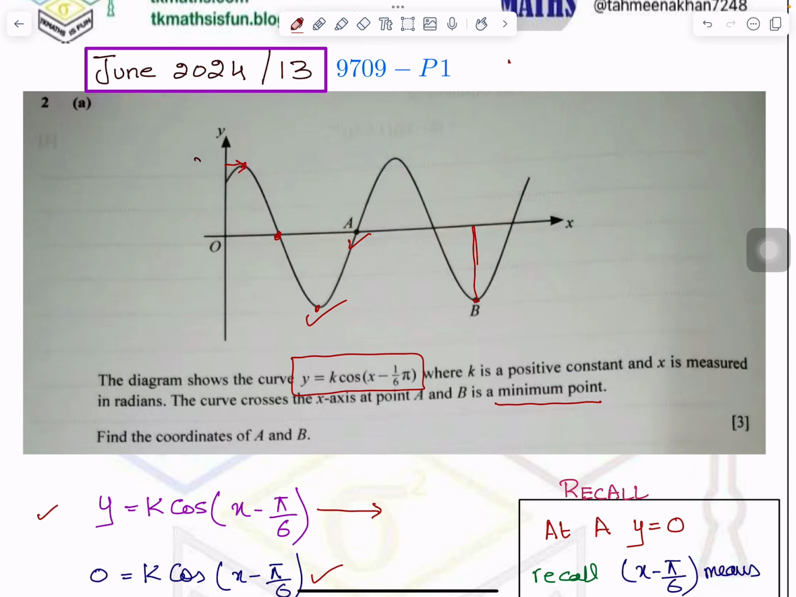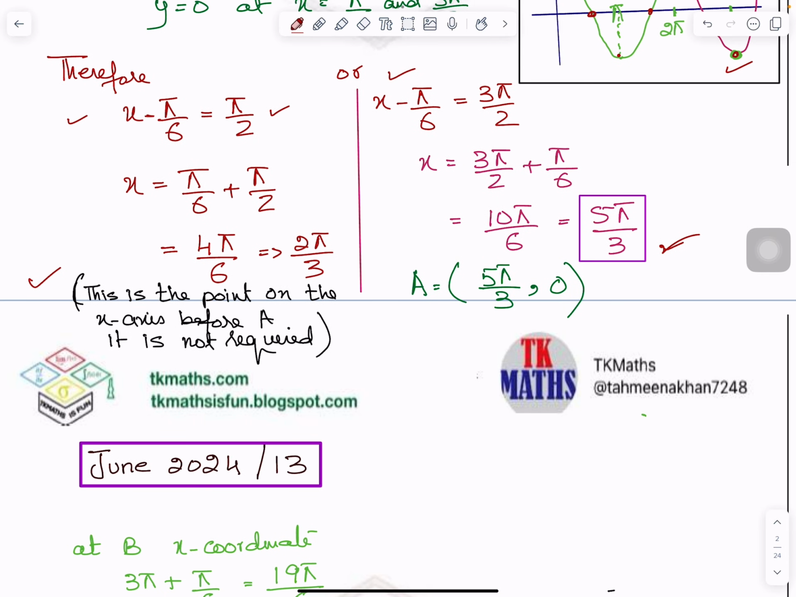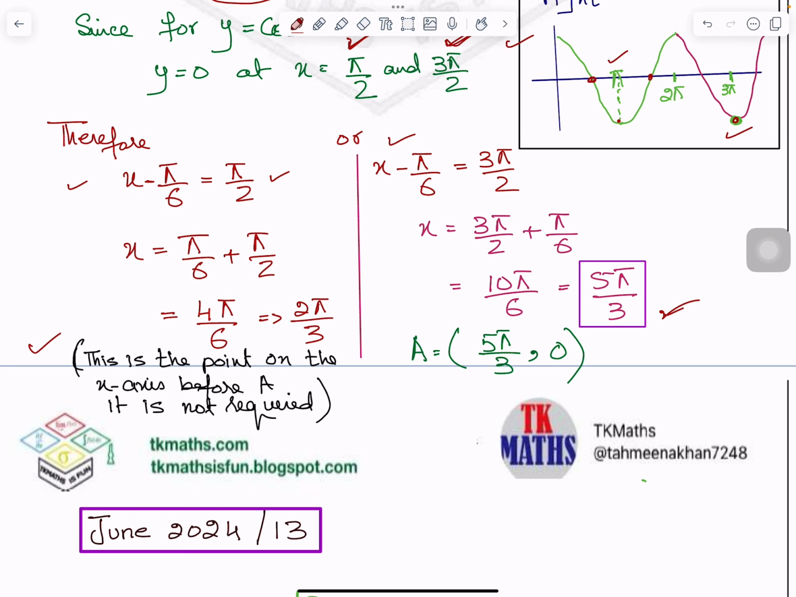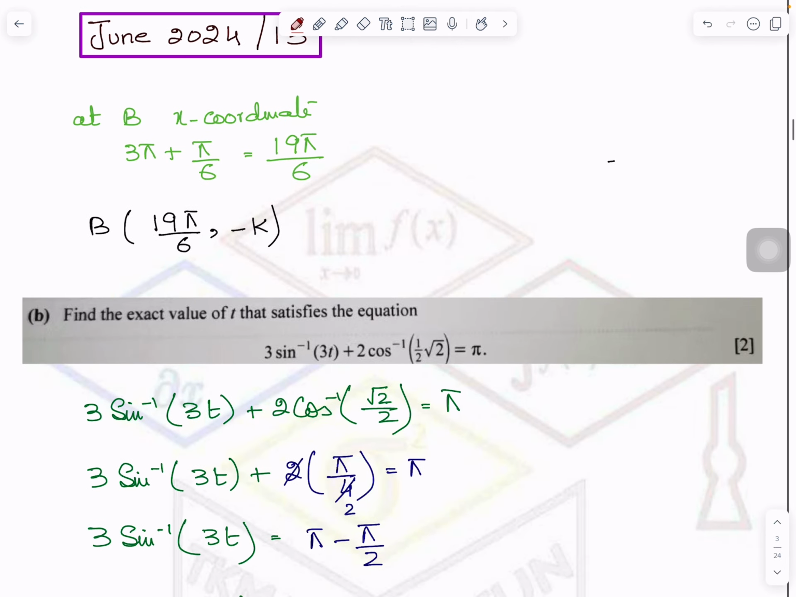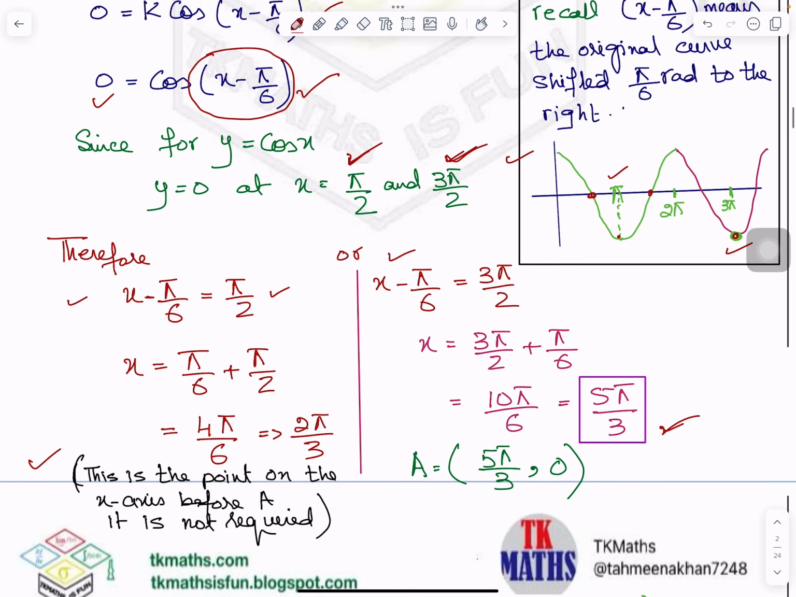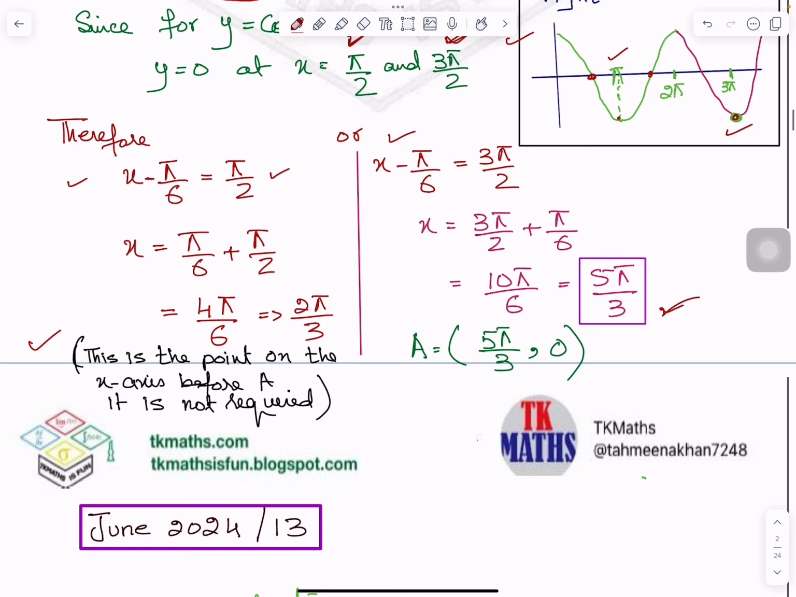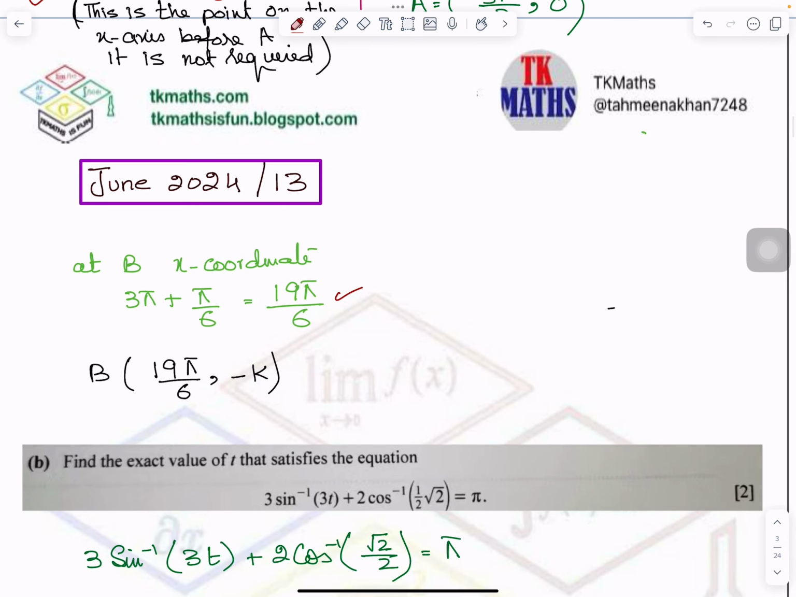So the x coordinate of this minimum point is actually equal to 3 pi. So I am adding pi by 6. This is the reason behind it. And the minimum value is minus k. Why? Because this is my amplitude, so it is k at the maximum and minus k at the minimum. That's why I have taken this value. So I hope you understood this.